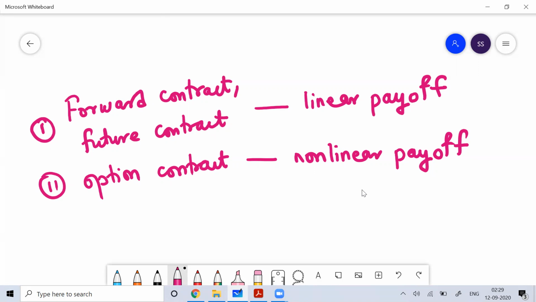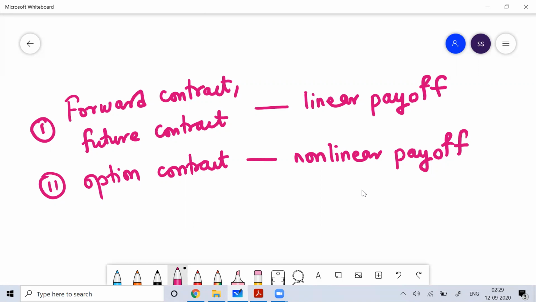While the maximum profit possibility for the long position holder is unlimited, the maximum loss possibility of the short position holder is unlimited. So you need to understand how we can differentiate between future contract, forward contract, and option contract. They are very important to understand option contracts and they help us understand derivatives in a much better way.